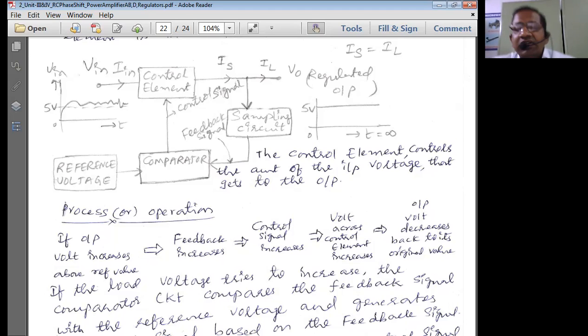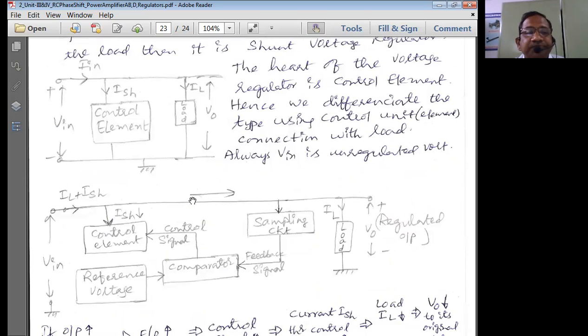So this is the basic block diagram which we are going to have. As it involves feedback, feedback means it is going to have the sampling circuit and the mixer circuit. So this control element is going to have a mixing operation, sampling, and a feedback circuit. This is the feedback configuration which we discussed already. So this is called a series connected regulator.